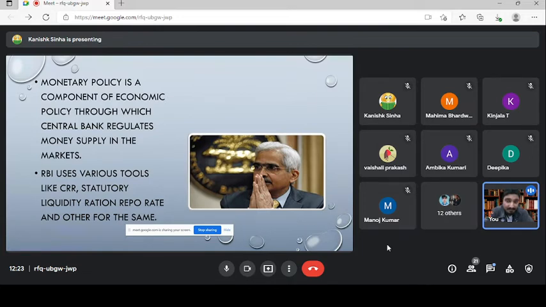So with the various tools, that is the cash reserve ratio, we have the repo rate. What is repo rate? What is cash reserve ratio? We will be discussing in the next slide. By using the repo rate, reverse repo rate, cash reserve ratio, and statutory liquidity ratio, the RBI every time tries to balance the money supply in the market. And if there is no money supply, then the depreciation, demand, and the economic growth of the country will not go according to the target. So moving to the next slide, guys.